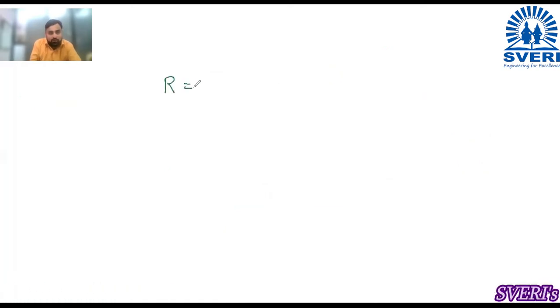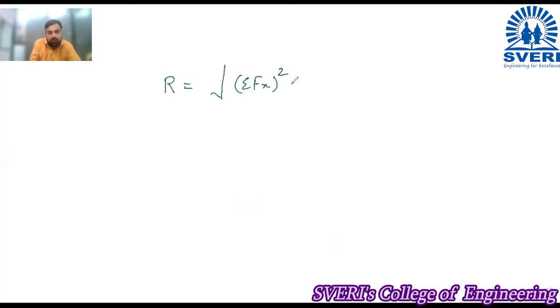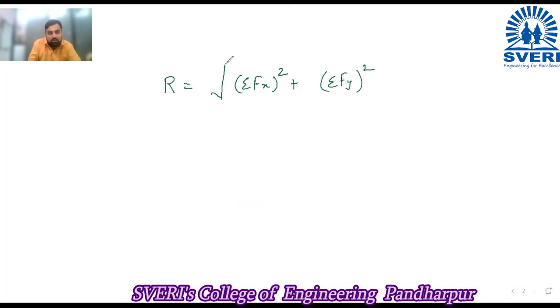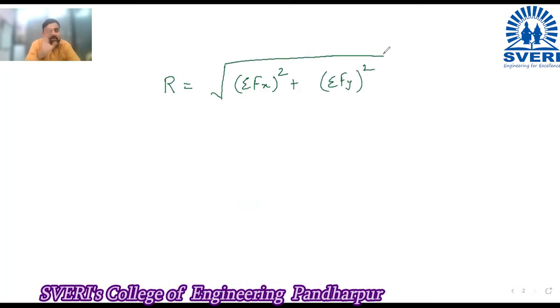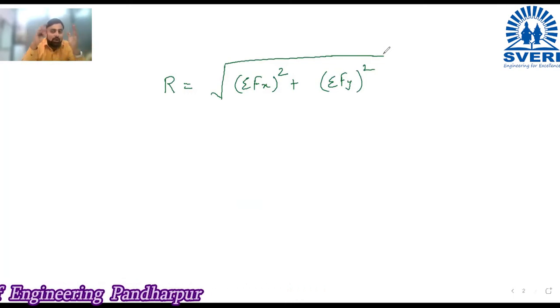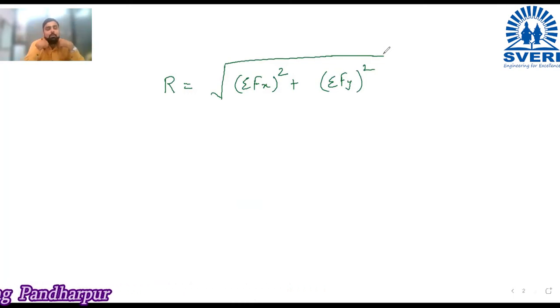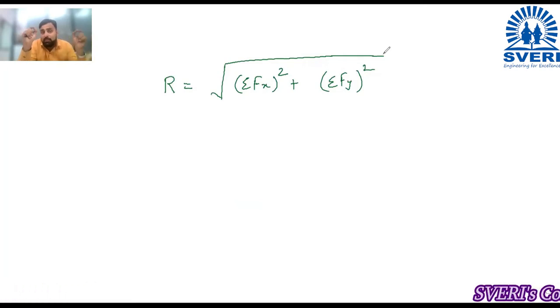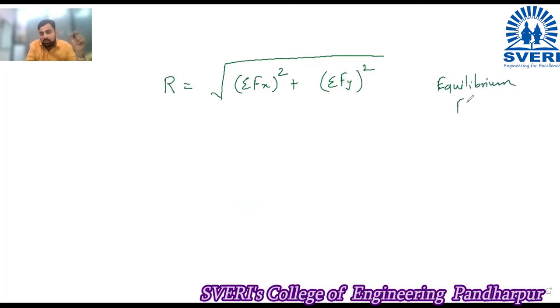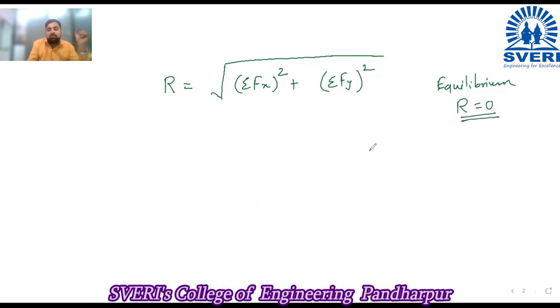See, our formula is R is equal to under root summation fx square plus summation fy square. This we have seen in the previous chapter. By using this formula, we have solved a number of problems. Now what I want to ask you, when I say equilibrium, equilibrium means what? Equilibrium means your resultant force is 0. The condition is that resultant force must be 0.